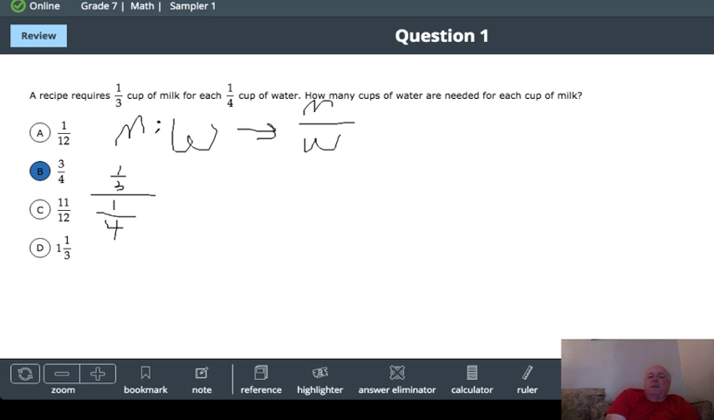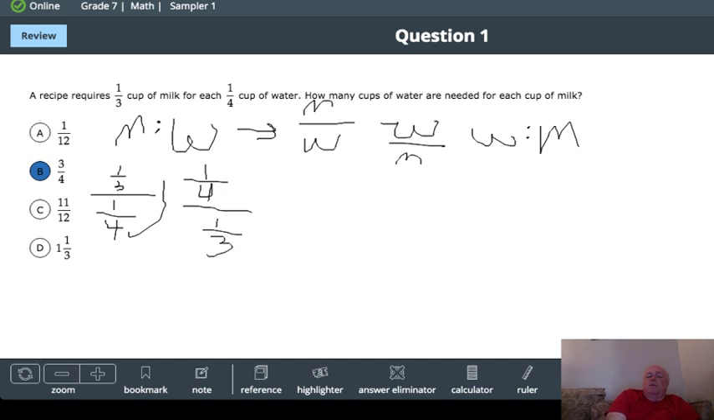Actually, I did this backwards. It's actually water to milk. So we would end up with water to milk, and the ratio being water to milk. Okay? So that would mean this would be flipped. We would have a quarter over a third.